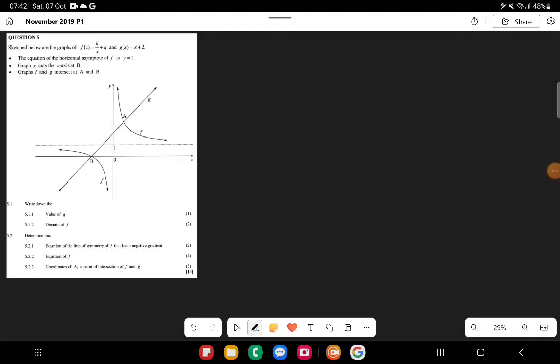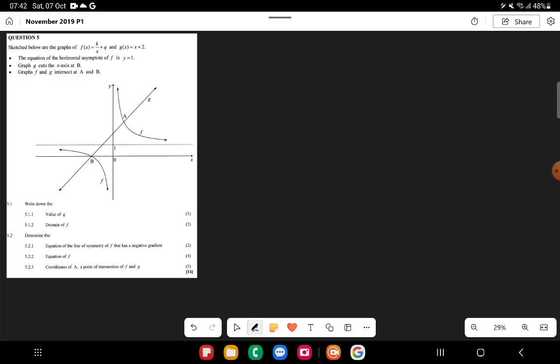November 2019, paper 1, grade 10 past papers. Question number 5. The sketch below is the graph of f of x, which is k over x plus q, and g of x, which is x plus 2. The equation for the horizontal asymptote of f is y equals 1. Graph g cuts the x-axis at B, and graphs f and g intersect at point A and point B.